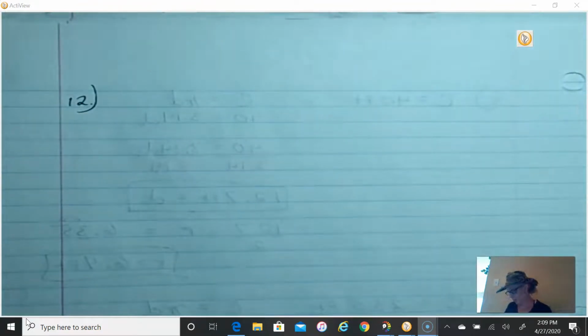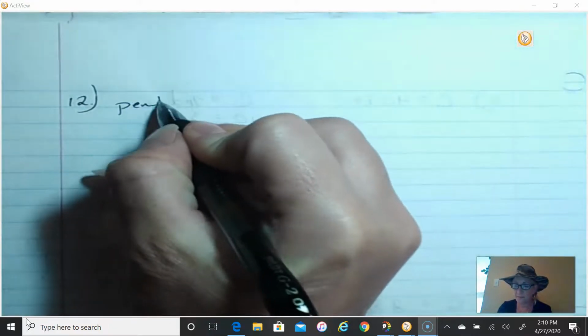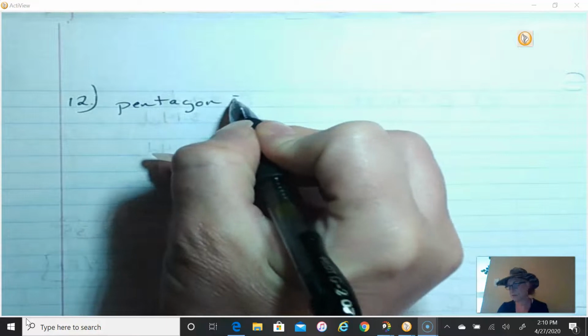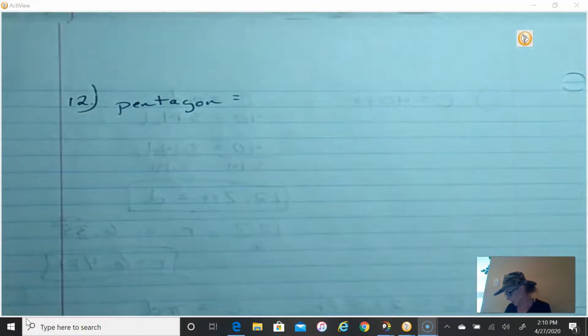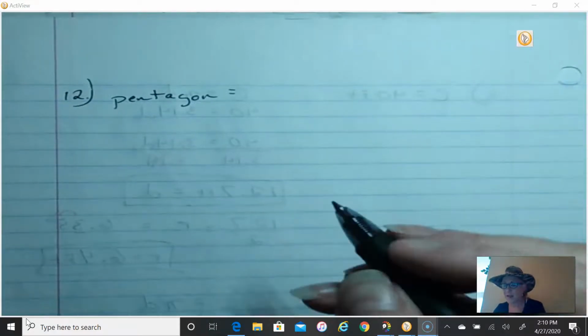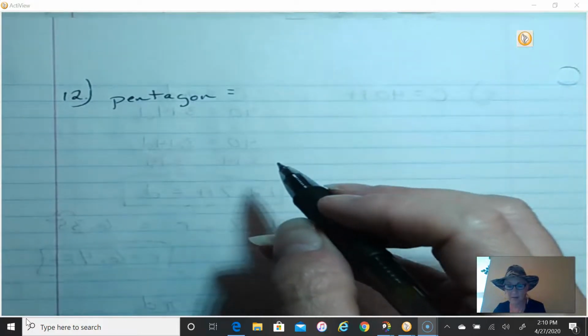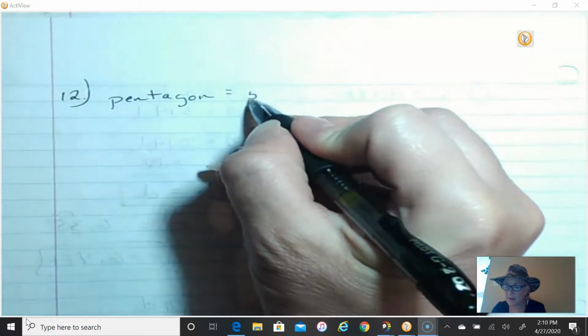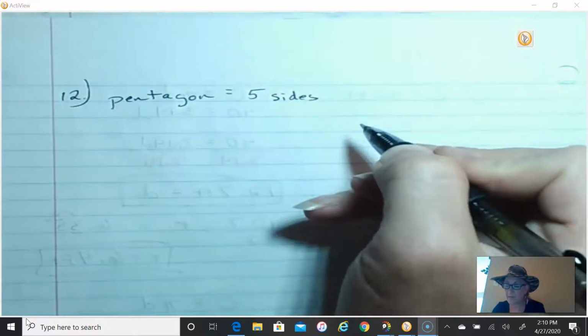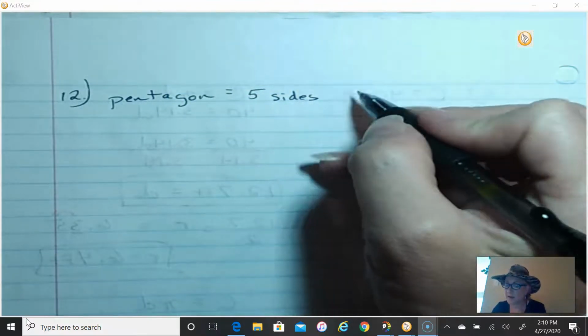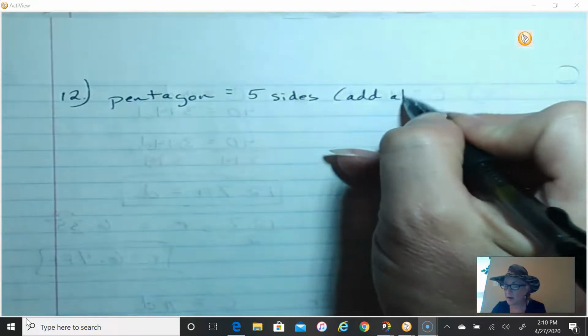Okay, it says find the perimeter of the following polygons. Okay, now we're in perimeter. Okay, so 12 says a pentagon with 2 sides of 8.5 inches, 2 sides of 12 inches, and 1 side of 17 inches. All right, first of all, how many sides does a pentagon have? It has 5 sides. You know what you're going to do? Add all sides.